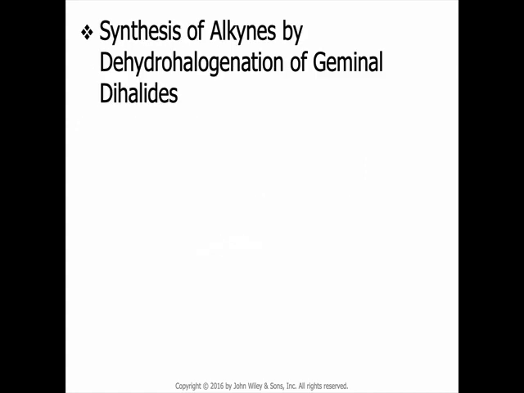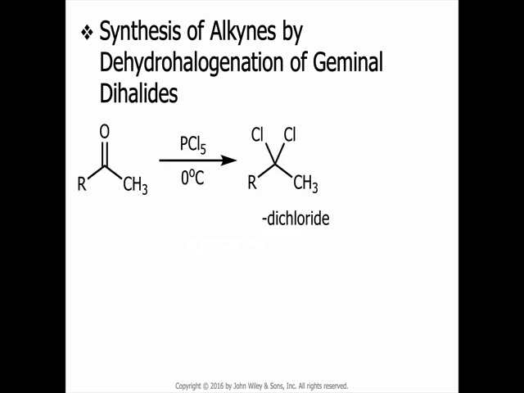So, we can also make these alkynes by the dehydrohalogenation, which is what we've been doing, of what's called geminal dihalides. Wait a second. The other ones were called what? Vicinal. Now we're talking about geminal. So what's geminal? Gemini, right? What's it mean? For our purposes, it means on the same carbon. So a geminal dihalide has the 2 halogens on the same carbon.